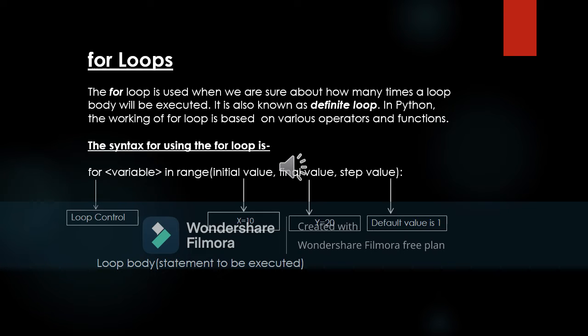In Python, the working of for loop is based on various operators and functions. For example, I have given you the syntax of for loop in which we are using a few things. The for keyword, which we always use whenever we have to use a for loop. Next is the initial value, then the final value, and the step value. These three parameters we pass in the range function.